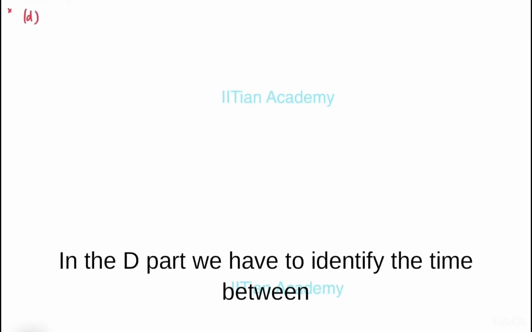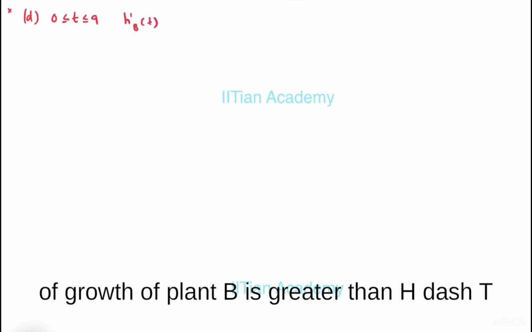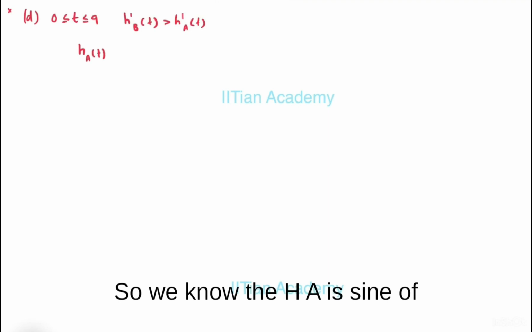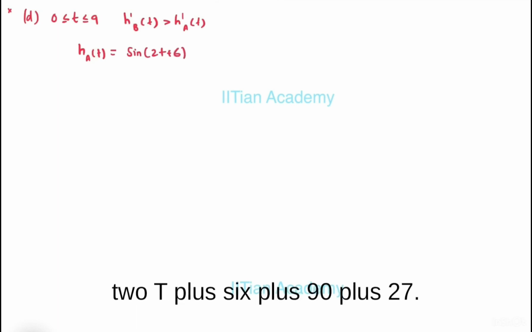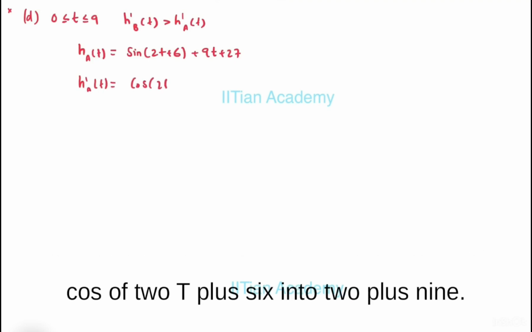Move on to the D part. In the D part, we have to identify the time between 0 to 9 when H dash B, that is the rate of growth of plant B, is greater than H dash A, that is the rate of growth of plant A. So we know HA is sin(2t plus 6) plus 9t plus 27. So H dash A will be its first derivative, which is cos(2t plus 6) into 2 plus 9.